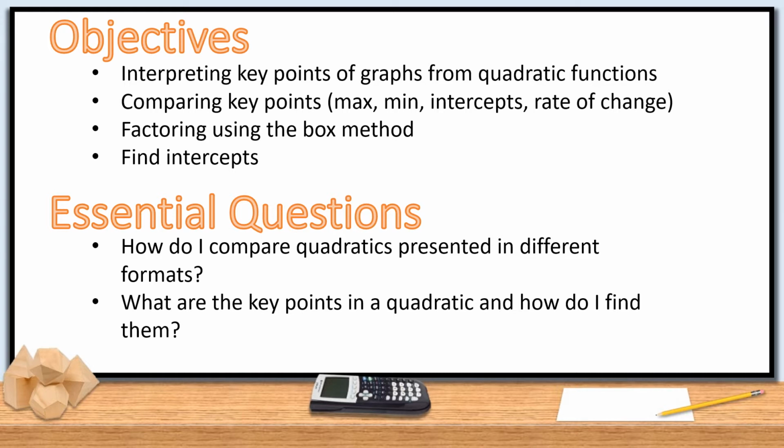All right, objectives for today: interpreting key points of graphs from quadratic functions. So looking at the functions, what can we tell from them? We're going to compare key points, particularly when the quadratics are presented in different forms. And we're going to do some factoring with the box method, just recap on that one, and use that to find x-intercepts. So essential questions for today: how do I compare quadratics when they're presented in different formats? And then what are the key points in a quadratic and how do I find them?